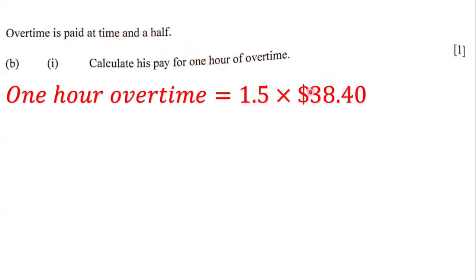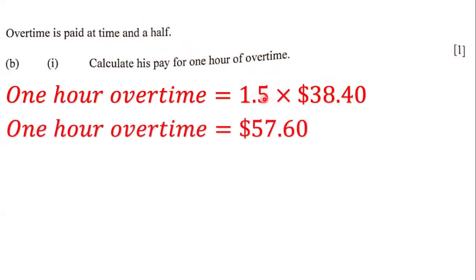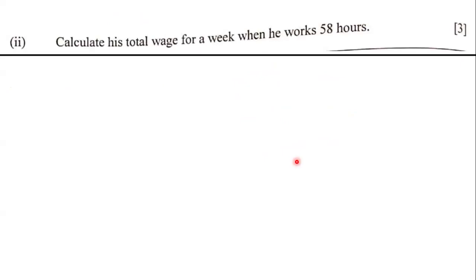by the hourly rate. And so we have 1.5 multiplied by $38.40. And so 1.5 multiplied by $38.40 is actually $57.60. So his pay for 1 hour of overtime is actually $57.60. Next, we have to calculate his total wage for a week when he works 58 hours.